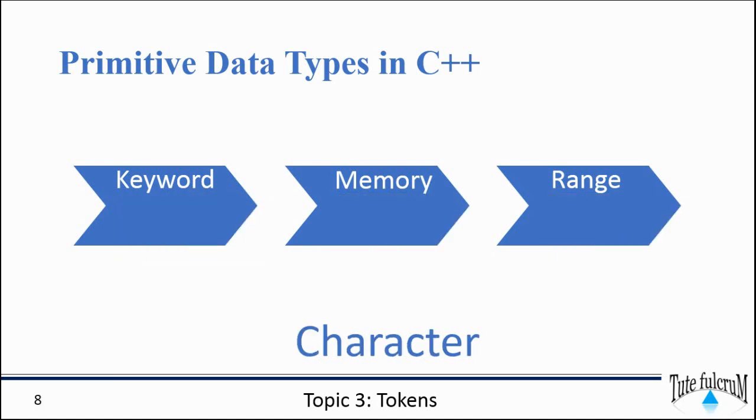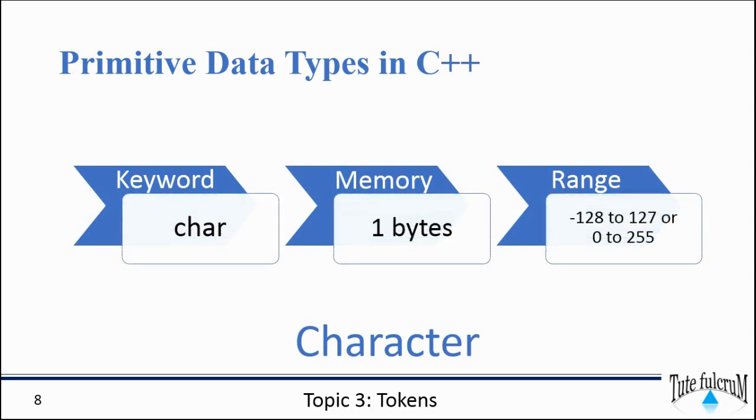Character data type is used for storing characters. The keyword used for character data type is char. Characters typically require 1 byte of memory space and range from -128 to 127 or 0 to 255. These are numeric values because the characters will be internally stored as the corresponding ASCII values.